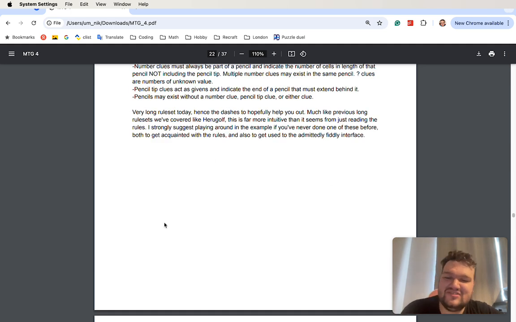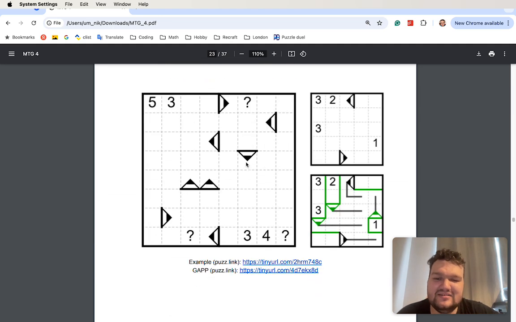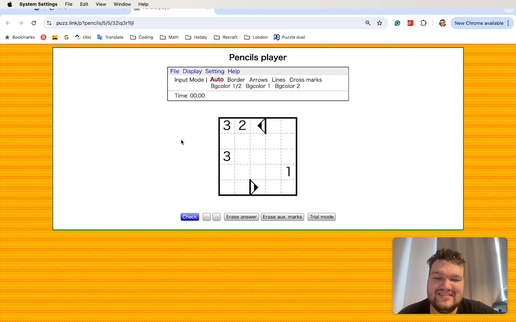Very long rule set today. Hence the dashes to hopefully help you out. Much like previous long rule sets with card like hair golf, this is far more intuitive than it seems from just reading the rules. I strongly suggest playing around in the example if you have never done one of these before, both to get acquainted with the rules and also to get used to the admittedly fiddly interface. Well, I recommend to just do the examples always. And that's what we're going to do next.